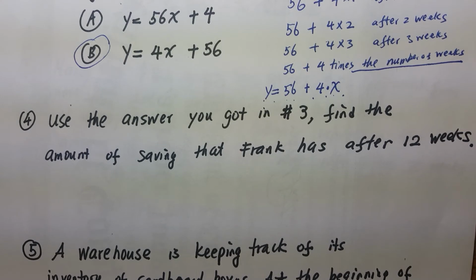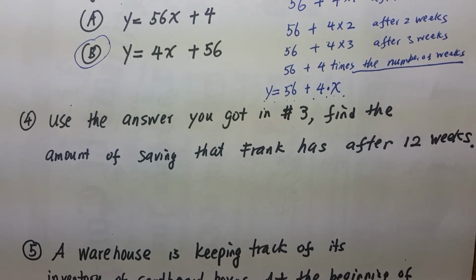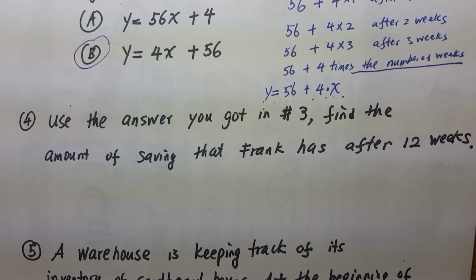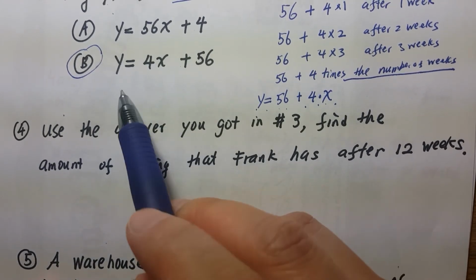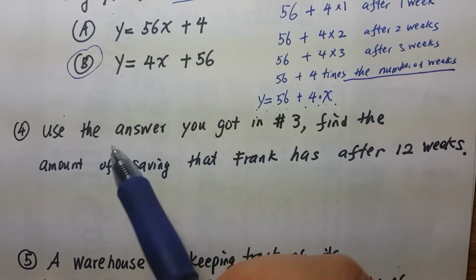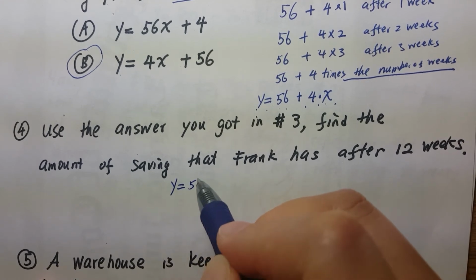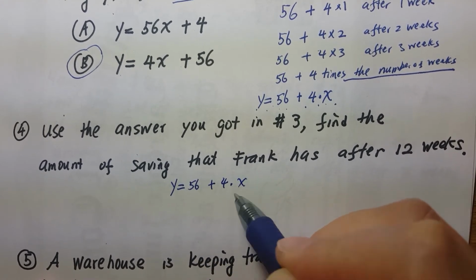Now, number 4. Use the answer you got in number 3. Find the amount of saving that Frank has after 12 weeks. So we found the equation. You can use this one or this one, doesn't matter. So we get y equal 56 plus 4 times x.